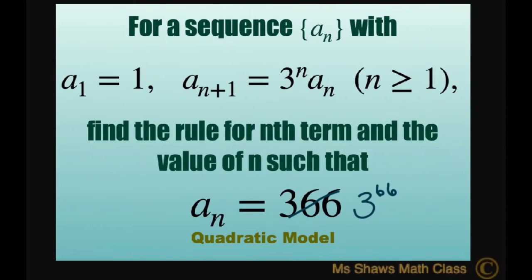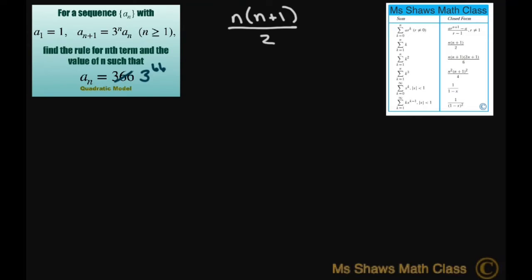Everyone. For sequence a sub n, our first term is 1, and we have a sub n plus 1 equal to 3 to the power of n times a sub n, for n greater than or equal to 1. We're going to find a rule for the nth term and the value of n such that a sub n equals, and there's a little typo here, this should be 3 to the power of 66. Alright, so let's look and see what we have and see the pattern.